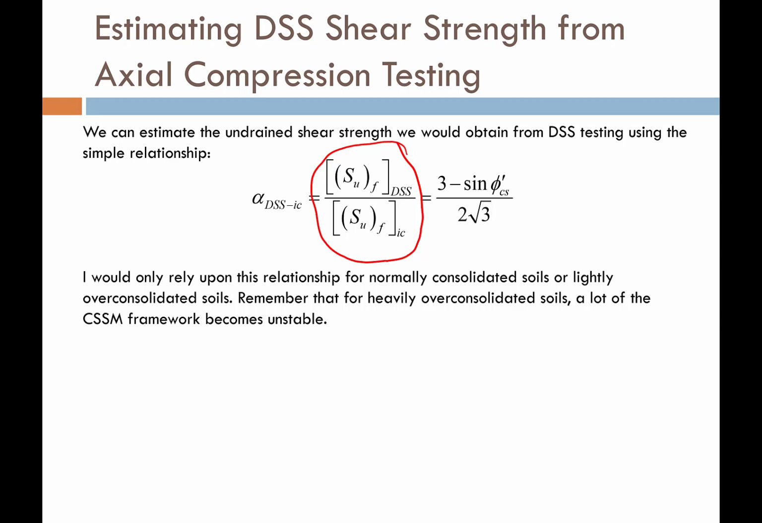and approximate it using an undrained isotropically consolidated triaxial shear test. My brain went blank there for a minute. Okay, and it's just a simple ratio. We're just going to approximate it with this relationship right here. Now, as I mentioned before, this relationship is only valid for normally consolidated soils or for lightly overconsolidated soils. Remember, this is OCR less than or equal to 2. If OCR is greater than 2, none of these relationships I'm presenting to you are valid.